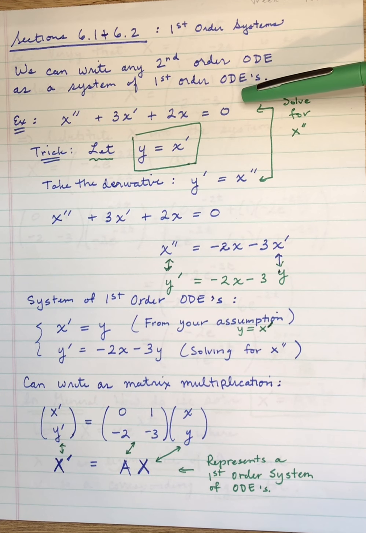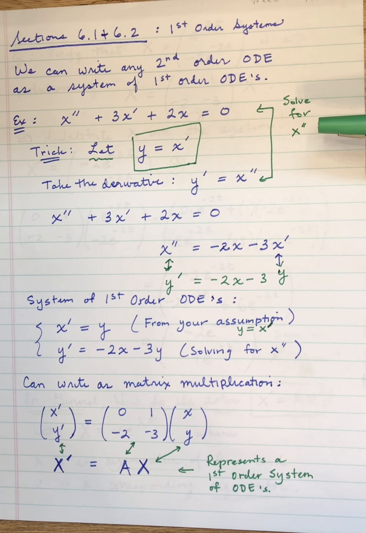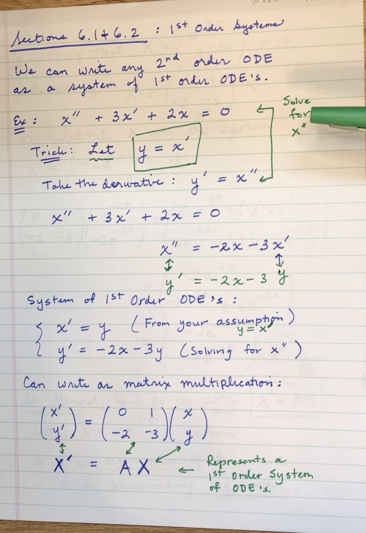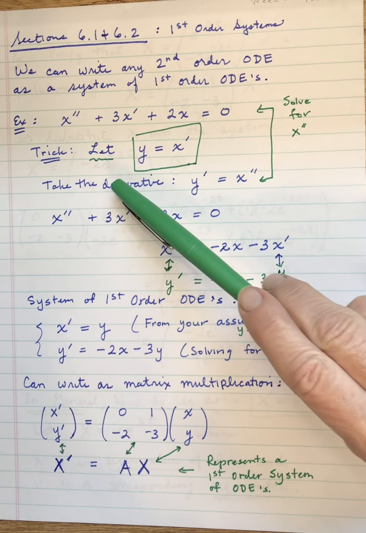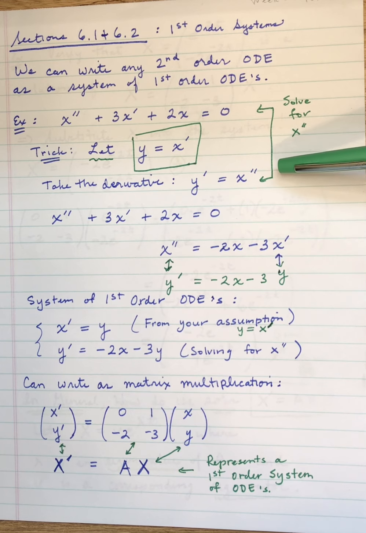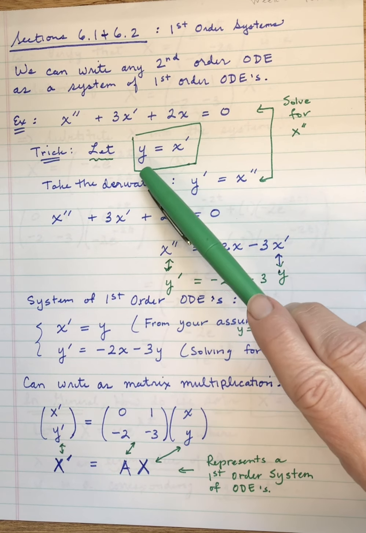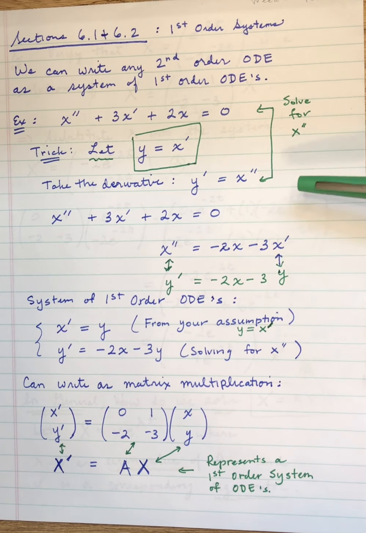We're using the variable x as our unknown. We'll assume it's a function of time, t. And so the way we rewrite this as a system of differential equations is we make a substitution. It's our little trick for solving this problem. So we're just going to let y equal the derivative of x. So then we take the derivative of y, so that'll be the second derivative of x.